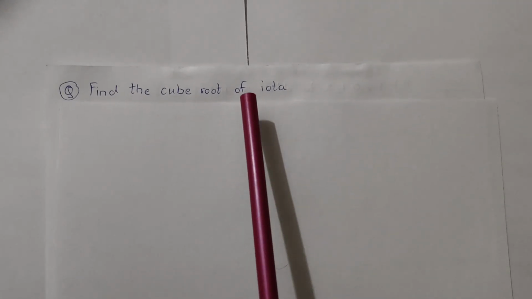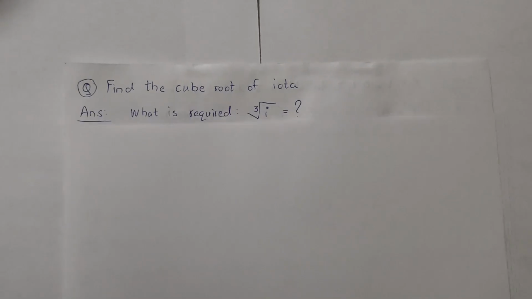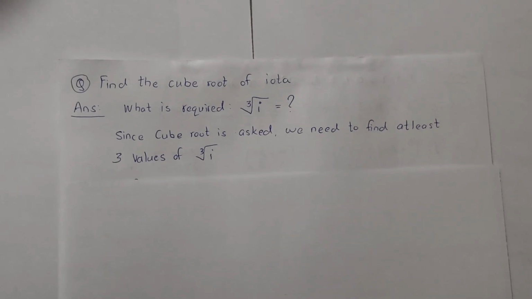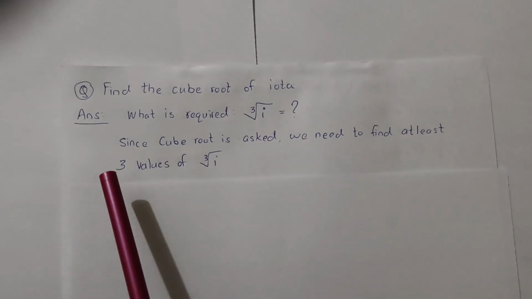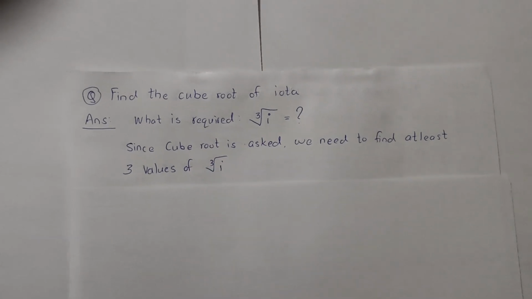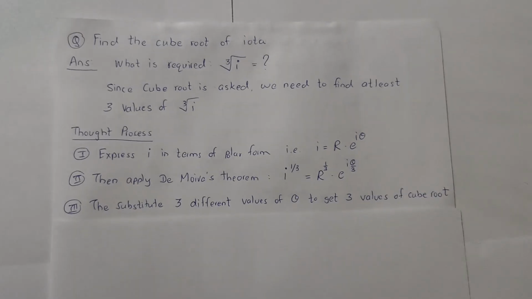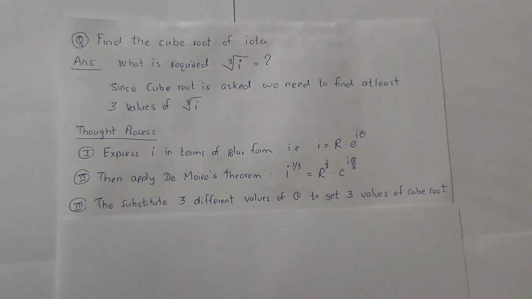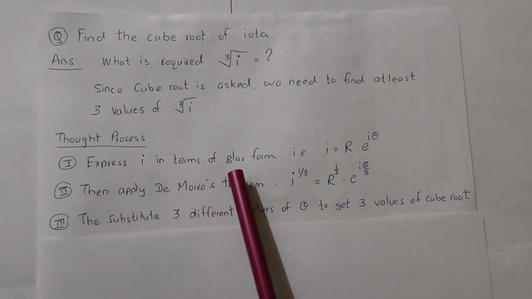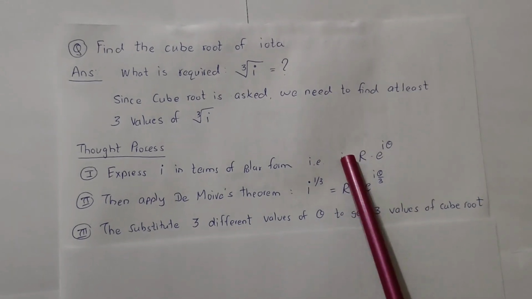Hello everybody, in this video we are going to learn how to find the cube root of iota. Now what this means is we need to find at least three distinct values for this cube root of i. So how should our thought process be in order to solve this question? First, we express i in terms of polar form, and this is how it looks.